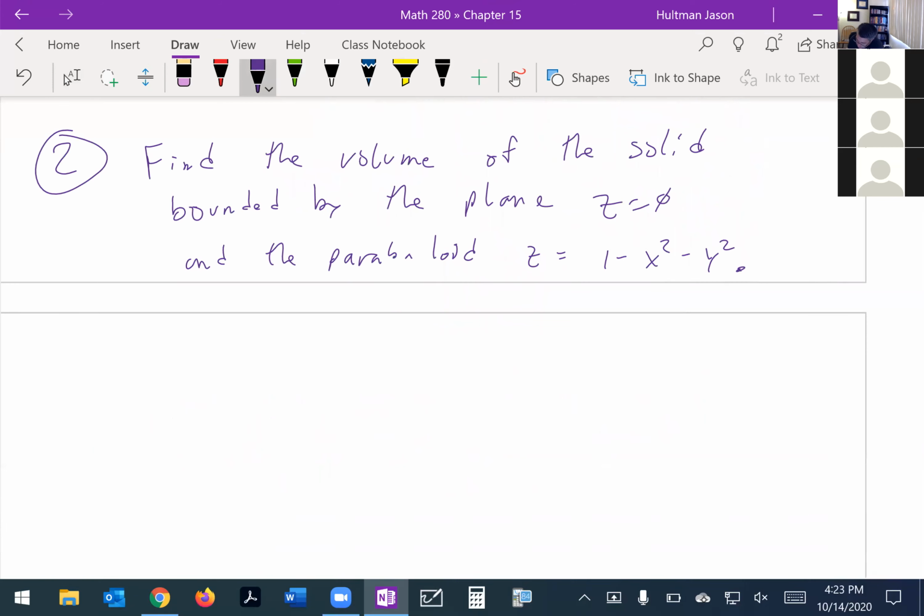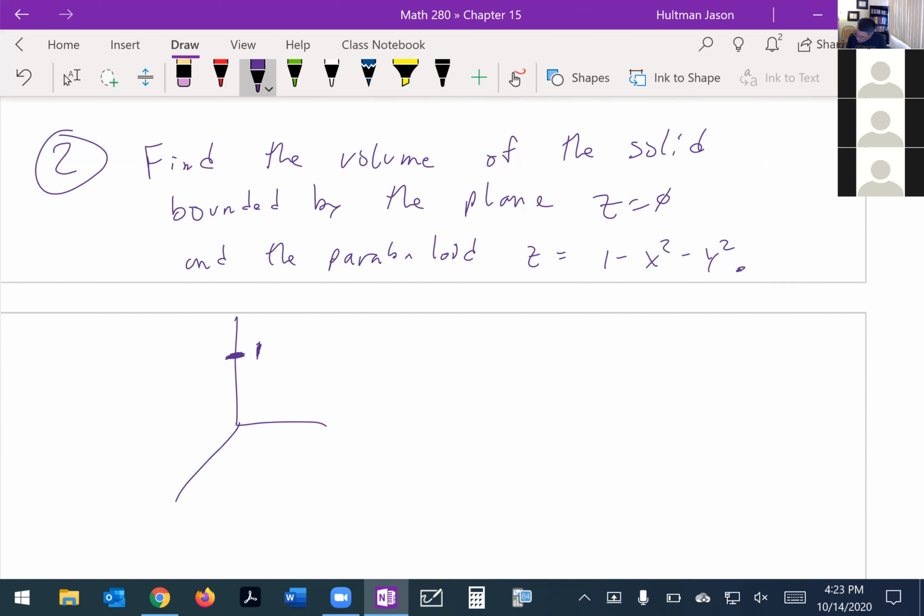Okay. Interesting. So when x and y are 0, z is 1, right? So what is this paraboloid they're talking about? It's kind of the top half of a dome shape. Looks like this. So when x and y are 0, z is 1, so we know that the top of the dome is going to be at 1 here.